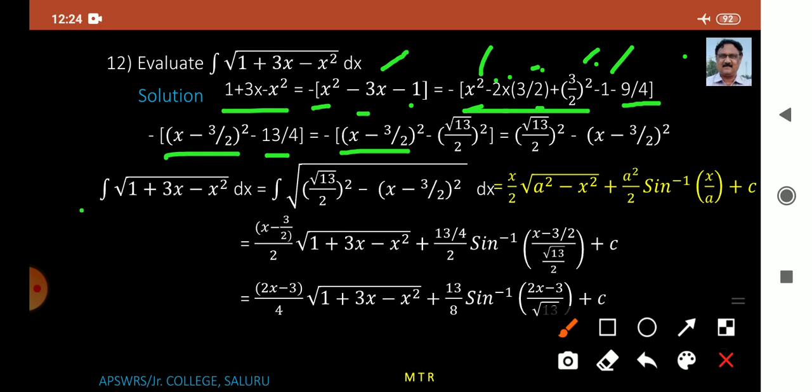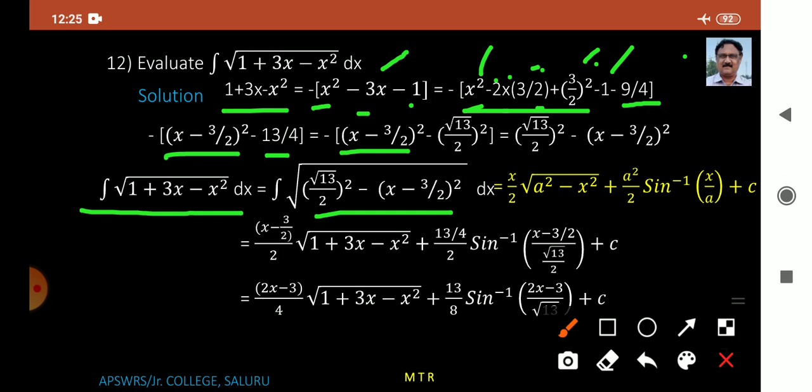Now we take the given problem. Integral square root of 1 plus 3x minus x square dx. This is equal to integral square root of, already we found 1 plus 3x minus x square as root 13 by 2 whole square minus x minus 3 by 2 whole square. Clearly observe, this is of the form integral square root of a square minus x square.